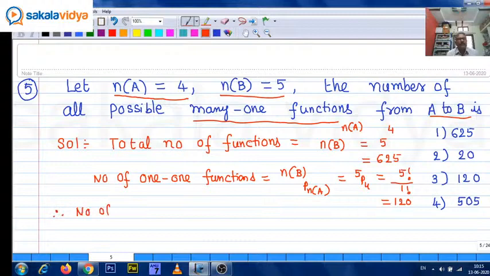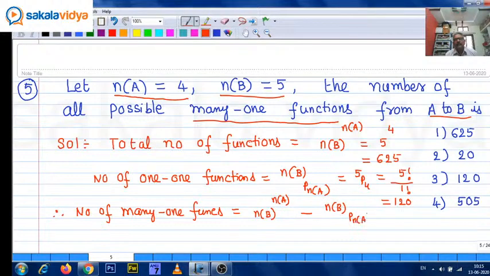Therefore, the number of many to one functions equals n of B raised to n of A minus n of B P n of A. Whose value is 625 minus 120. We need to subtract 120 from 625 so that we get exactly 505. Yes, absolutely correct you are.